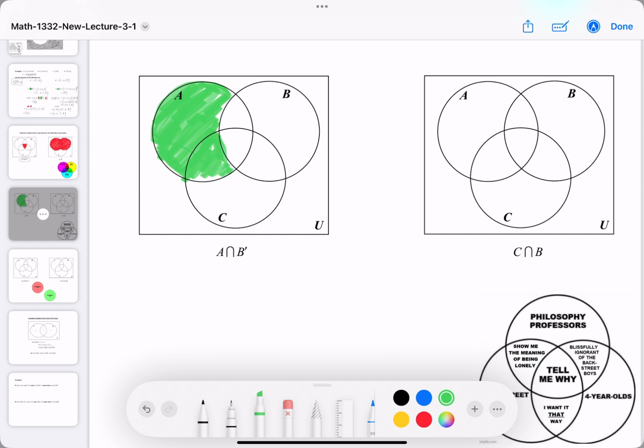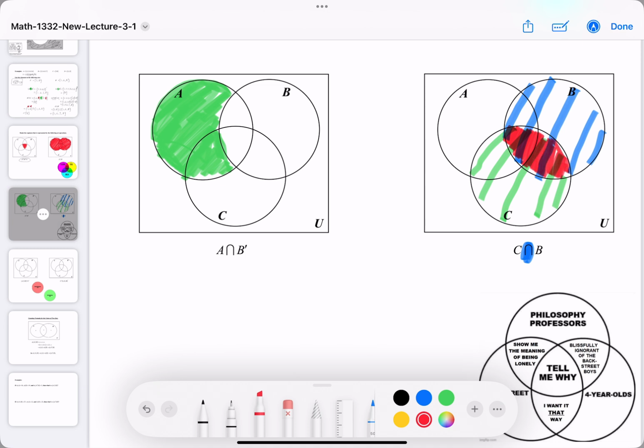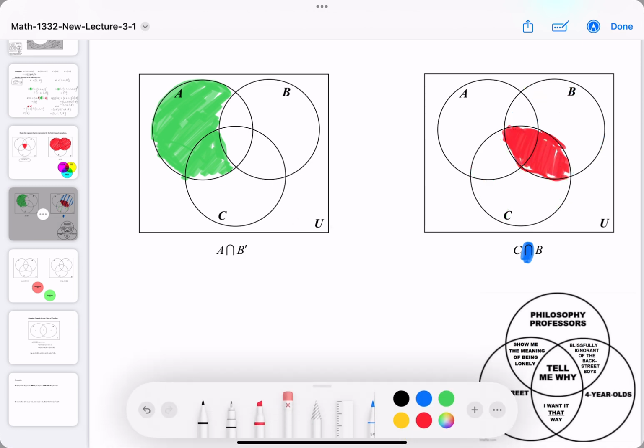Okay, how about the next example? C and B. So and is the overlap. If I'm shading C, let's just use stripes. This is C. Use a different color to color B. This is B. Which area did I shade twice? Because this means the overlapped area. Okay, that is the red part. This is the C and B. Just erase the rest of the part.